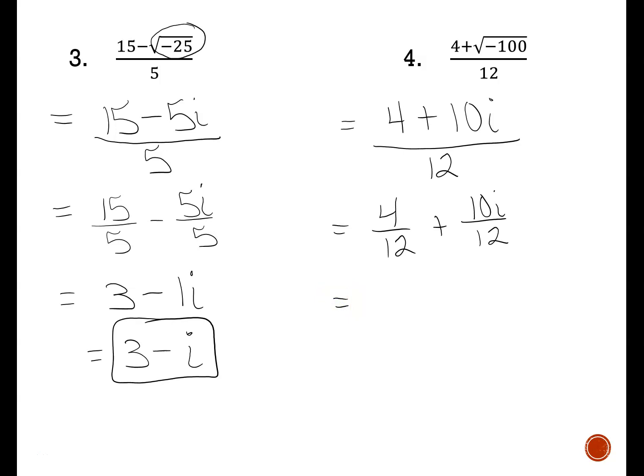Now this time, the top is not divisible by the bottom. So we go ahead and check, can we simplify the fractions? So for 4/12, we know top and bottom are divisible by 4. So if we divide by 4, we get 1/3. And for 10/12, they're both divisible by 2. So we divide the top and bottom by 2, would be 5/6.